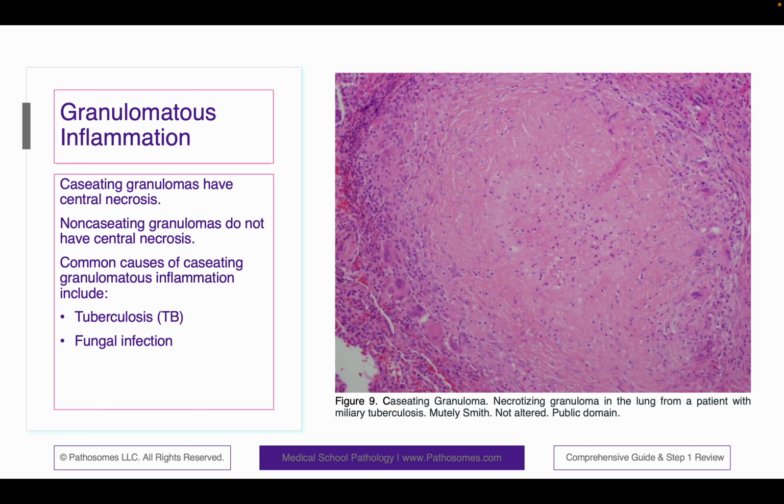For example, sarcoidosis is an example of non-caseating granulomas. But for caseating granulomas, like we're talking about right now, common causes of caseating granulomatous inflammation include tuberculosis, which you will definitely see, and fungal infection, right? So as a pathologist, I would order immediately an AFB stain and a GMS stain. Why? Because I'm looking for TB and I'm looking for fungi. Also, I would check their microbiology to see if they have any labs or cultures growing.